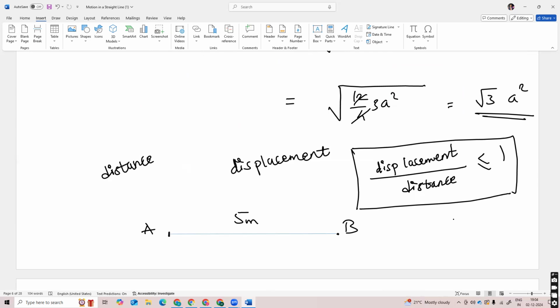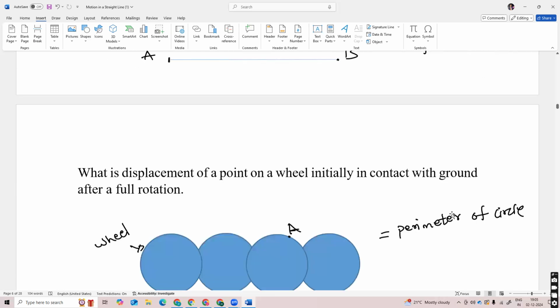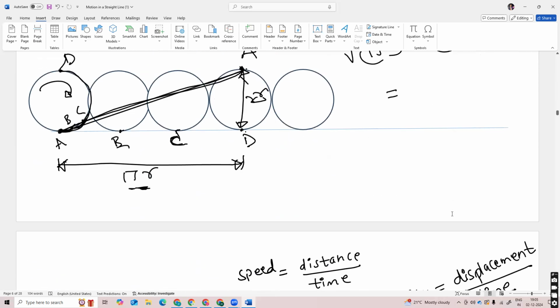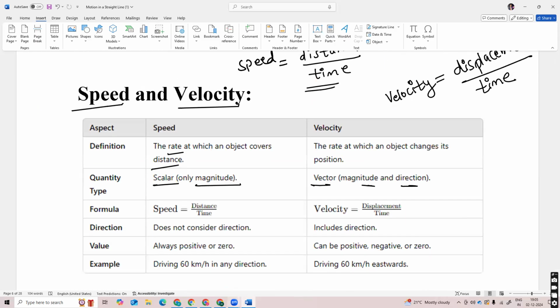But when the person has traveled in a straight line from A to B and there is no reverse coming, or it has stopped at point B, in this case both the distance and displacement are 5 meter, both are the same. So displacement by distance is 1. This is a very important thing we can conclude: the ratio of displacement to distance is always less than or equal to 1. Okay, now we'll come back again to speed and velocity.